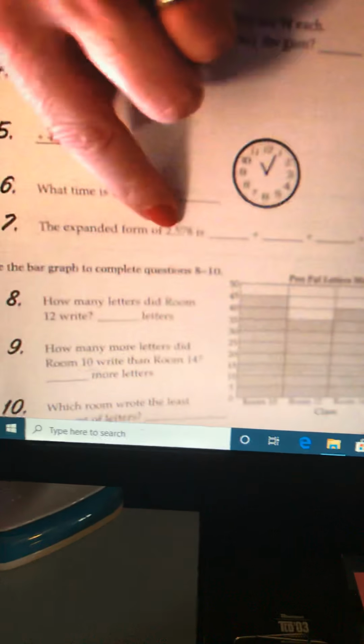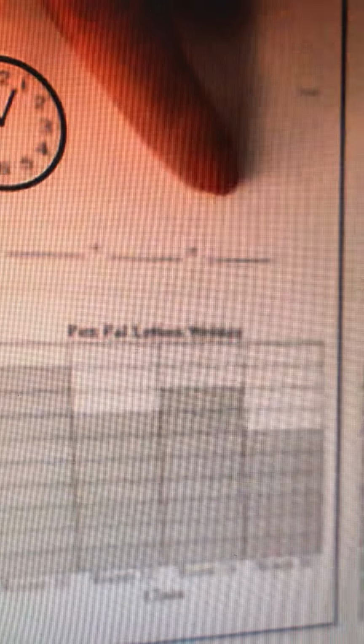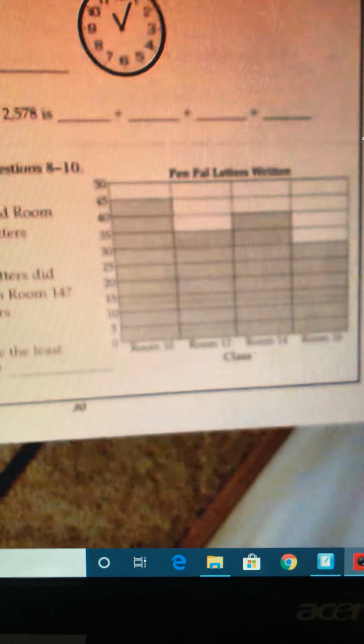It's when we break this number into its different parts. Let me see if I can get a little better picture. There we go. I break this number up into thousands, hundreds, tens, and ones. And then the last one on this side is the bar graph about pen pal letters written. The different classes are at the bottom, and on the side is how many pen pal letters they have written. You're going to use that to answer the 3 questions.